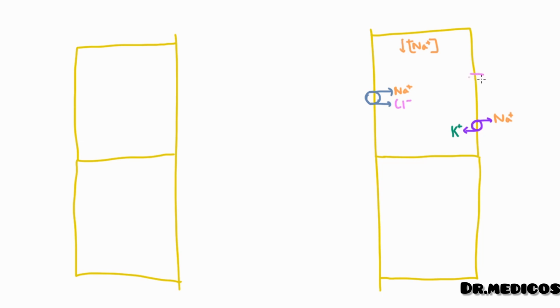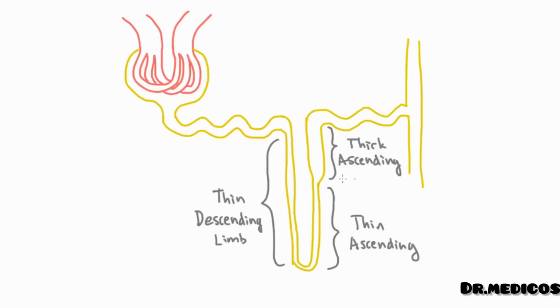Chloride is going to go through a channel on that side. And potassium also needs a way out because it's getting pumped in so much by the ATPase, so it circulates like that. So the thick ascending limb is where you reabsorb most of the sodium in the loop of Henle. So let's look at that in more detail.